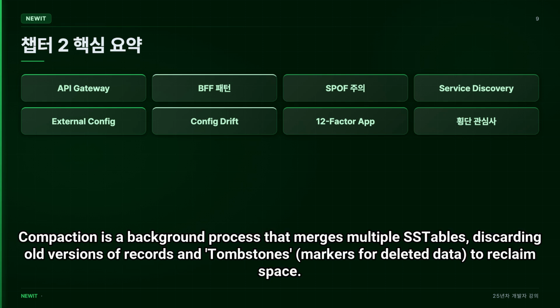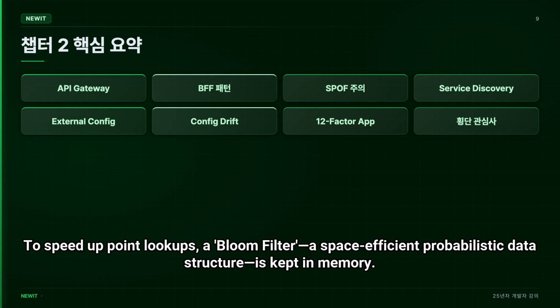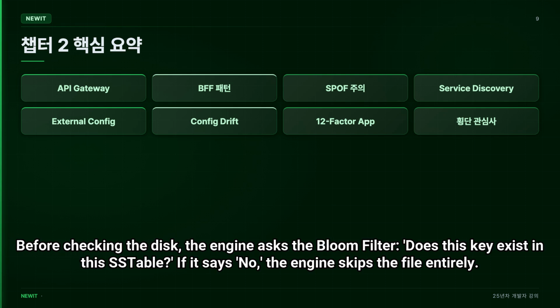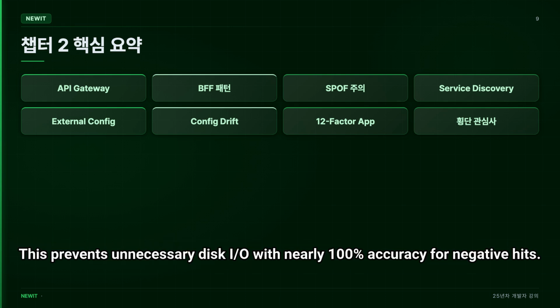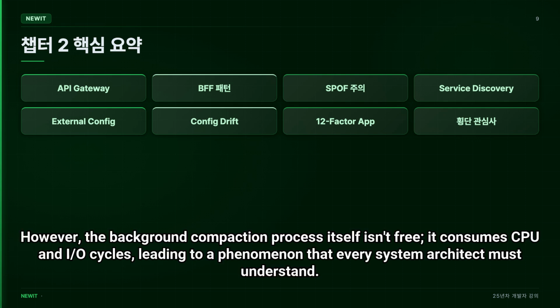Compaction is a background process that merges multiple SSTables, discarding old versions of records and tombstones, markers for deleted data, to reclaim space. To speed up point lookups, a Bloom filter, a space-efficient probabilistic data structure, is kept in memory. Before checking the disk, the engine asks the Bloom filter, does this key exist in this SSTable? If it says no, the engine skips the file entirely. This prevents unnecessary disk I/O with nearly 100% accuracy for negative hits.